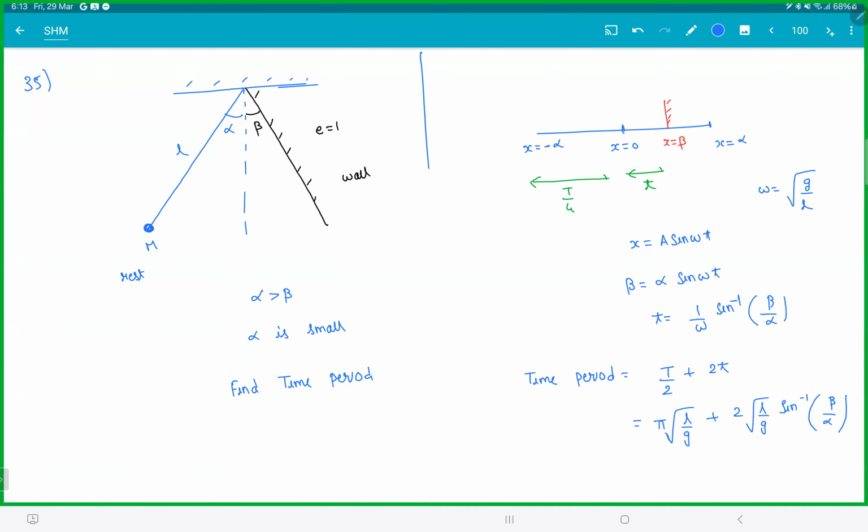Easy? This is exactly the same problem which we did, but there I gave some good numbers like a by 2 and all.